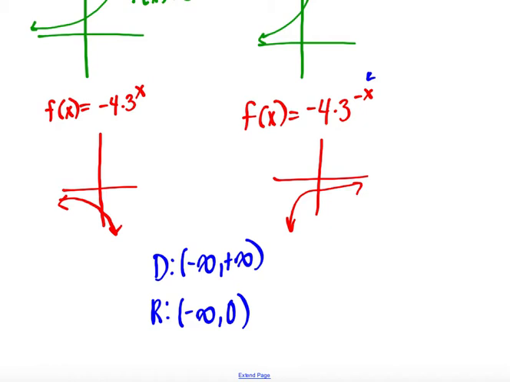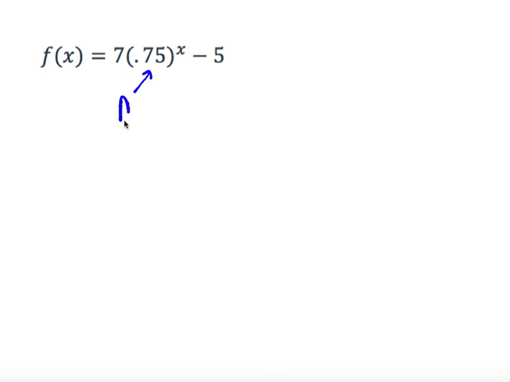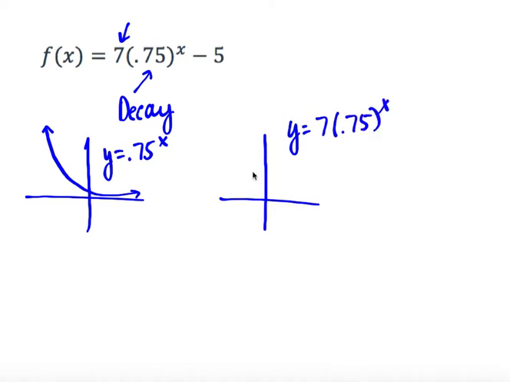All right, next problem. Something that looks like this. Going through this one, we look at this number first because it has the exponent, and that's a decay. So the first thing that I know this looks like is that if I just had 0.75 raised to the x power. Now I'll look at this number. It's a 7. If I just look at the 7, what that's going to do is vertically stretch it. The 7's above 1, so it vertically stretches it.